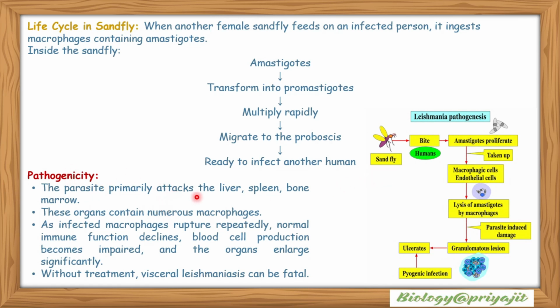The parasite primarily attacks the liver, spleen and bone marrow. These organs contain numerous macrophages. As infected macrophages rupture repeatedly, normal immune function declines, blood cell production becomes impaired and the organs enlarge significantly. Without treatment, visceral leishmaniasis can be fatal. This is the image showing the pathogenesis of Leishmania.